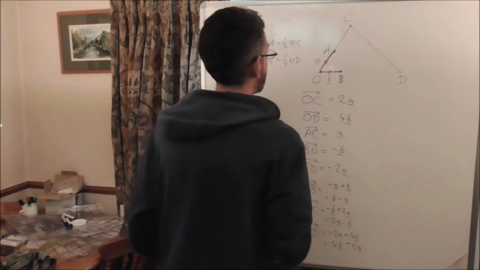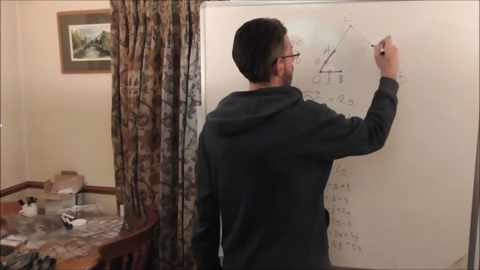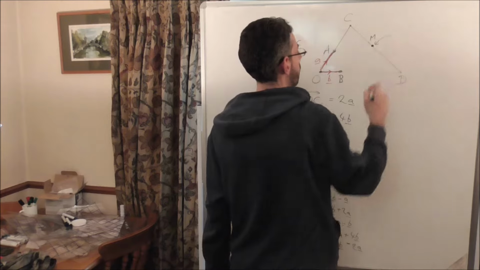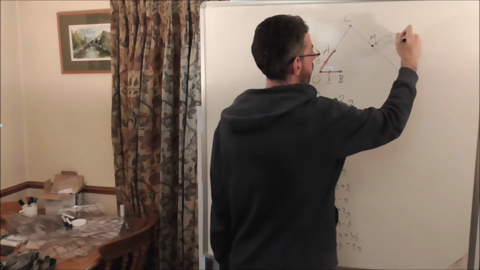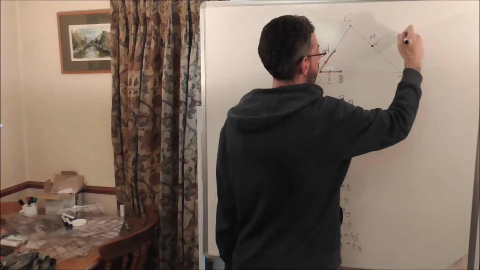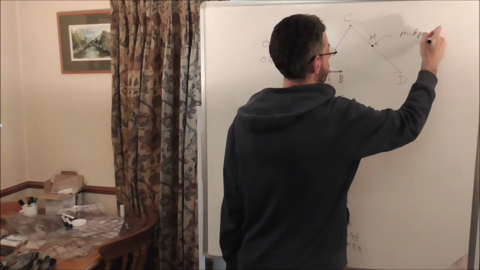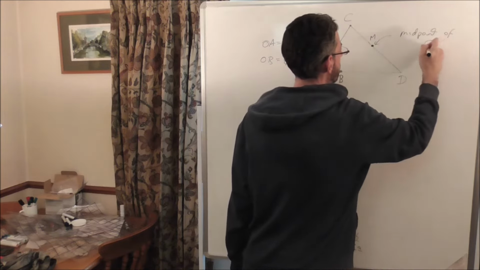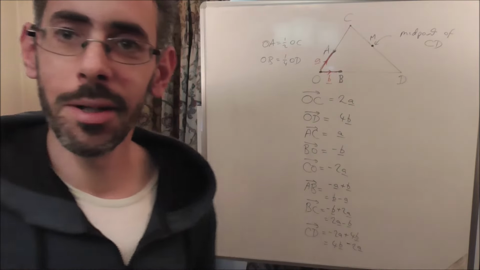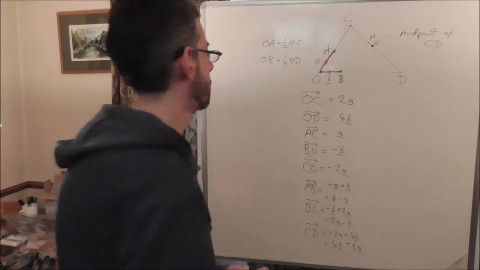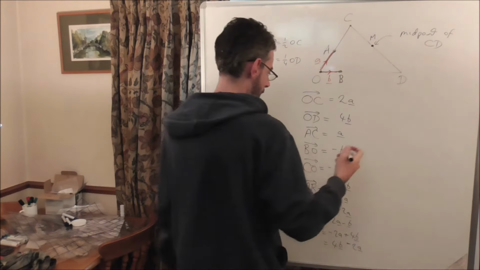Right, now I'm going to introduce a new point. I'm going to call this point M. And M is meant to be the midpoint, the middle of this line. So M is the midpoint of line CD. Right, let's go from different points to point M now. This is going to be a bit more difficult.